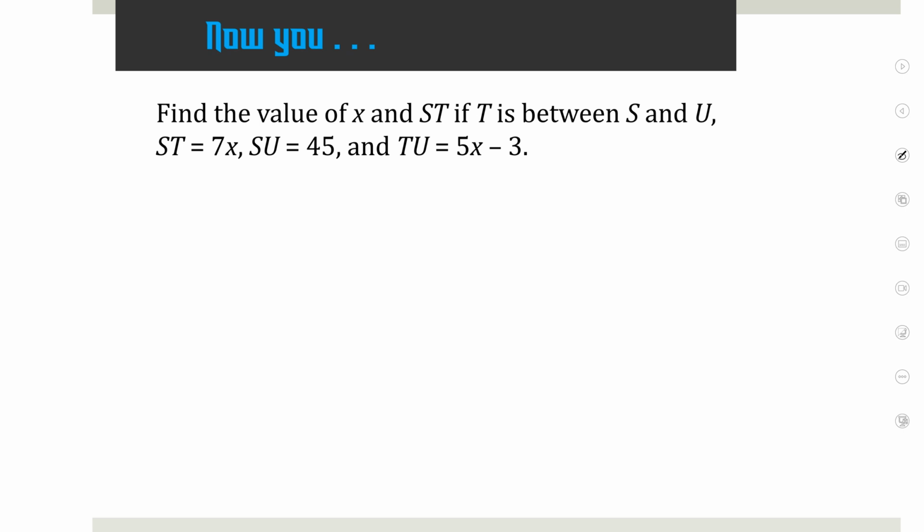Jenna, what'd you get for X? 4. Okay. Anybody else? For X? Yeah, 4. What'd you get for ST? 28. Okay.